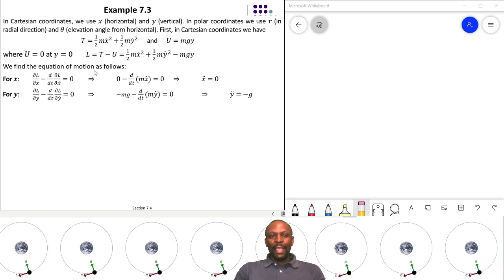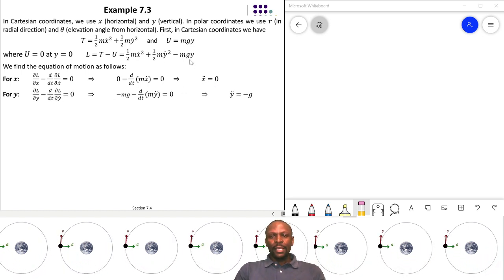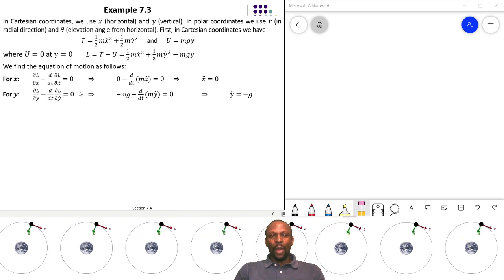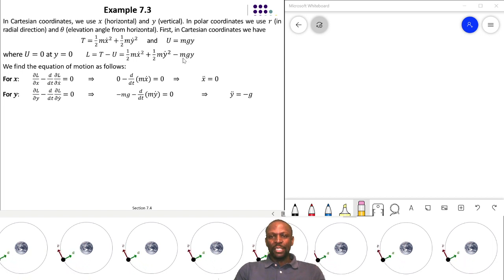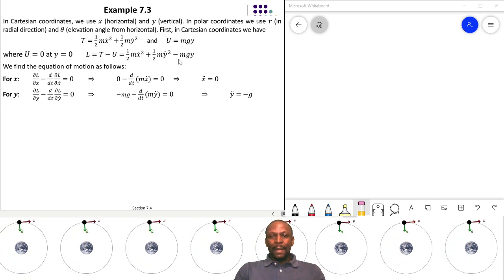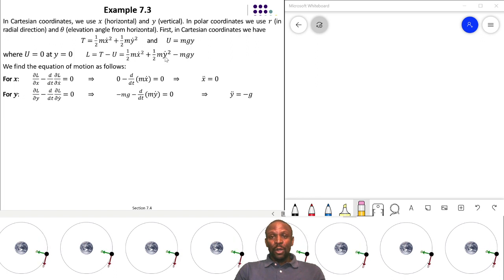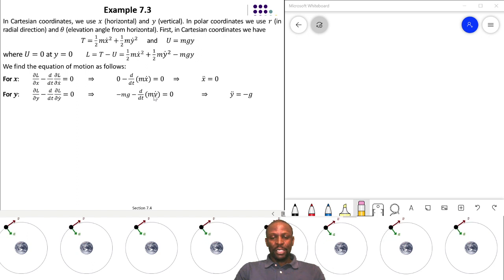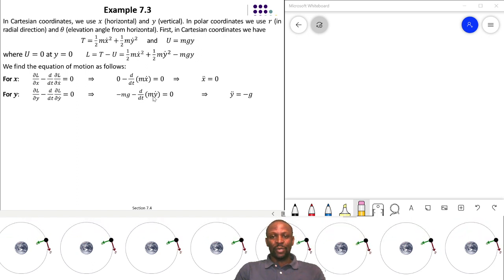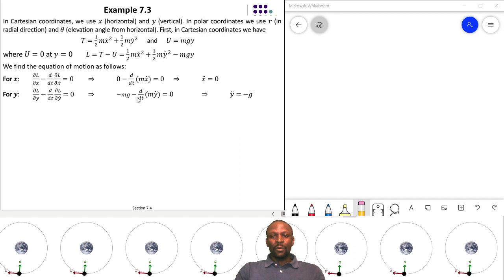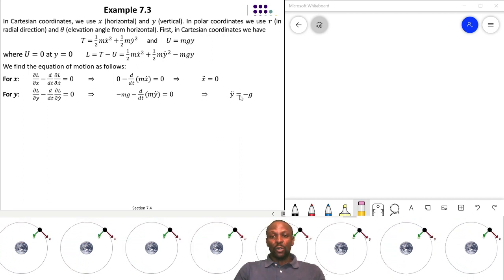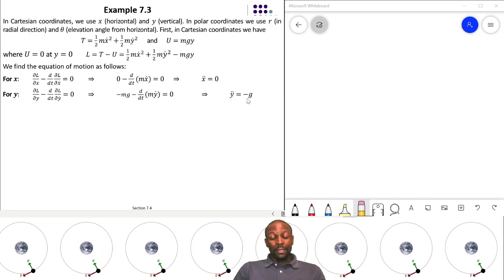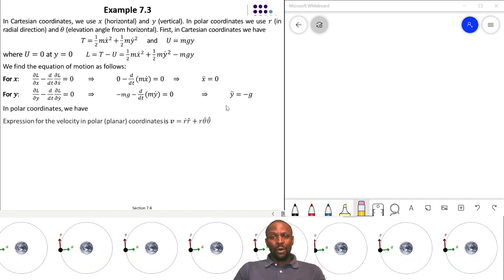But now in terms of y, because we also have y here. If you differentiate this with respect to y, this is just going to be this term which is going to contribute, this is just going to be minus mg. But now if we differentiate with respect to y dot, we are just going to have my dot, and then if you take the time derivative of that, we are just going to have my double dot. Now if you rearrange the equation, because the m's will just cancel, we are just going to have y double dot is equal to minus g, which is the equation of motion.